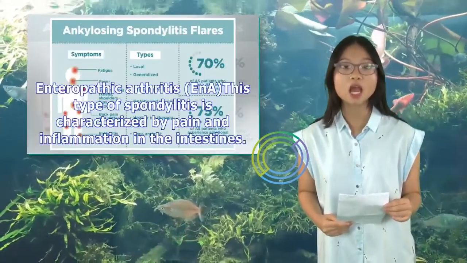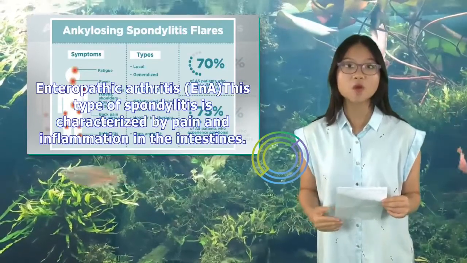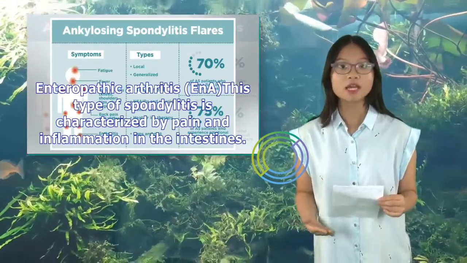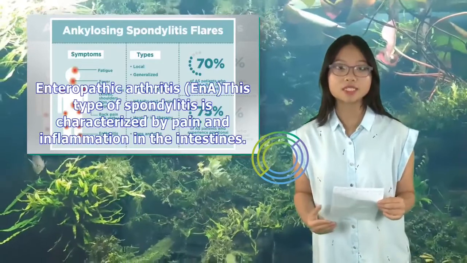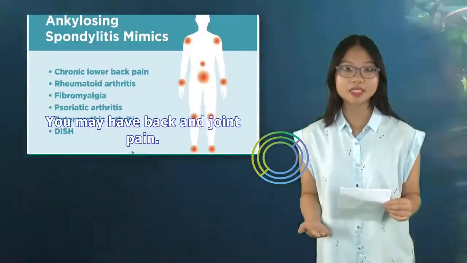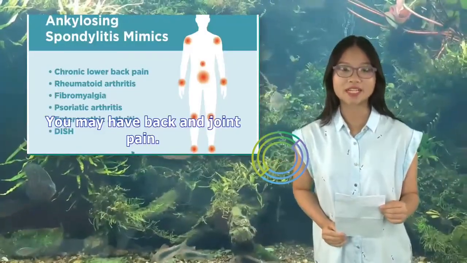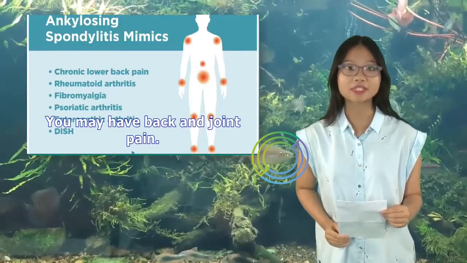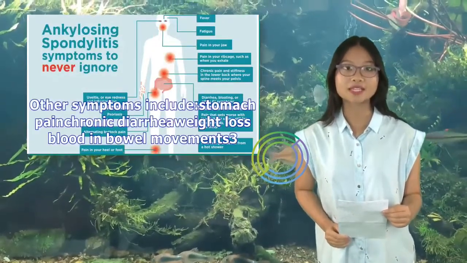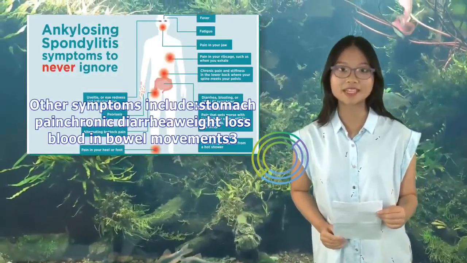2. Enteropathic arthritis, ENA. This type of spondylitis is characterized by pain and inflammation in the intestines. You may have back and joint pain. Other symptoms include stomach pain, chronic diarrhea, weight loss, bloating, and bowel movements.